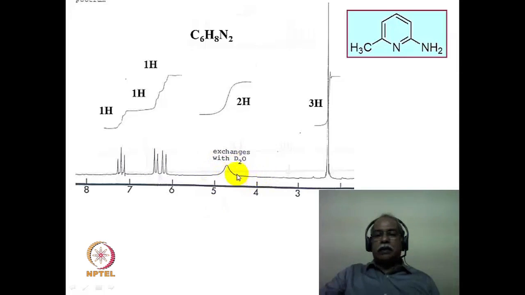We have already seen NH2 as a broad signal in the propanamide. It's a very similar case. It is D2O exchangeable because it is an exchangeable hydrogen. Finally, the CH3 appears as a singlet in the spectrum, which is shown here.